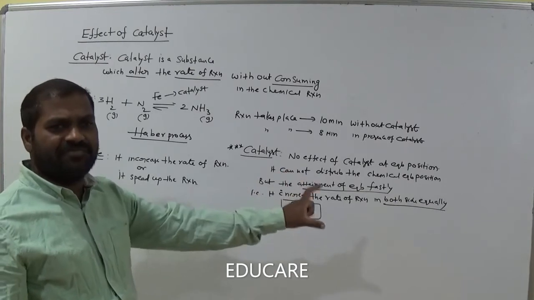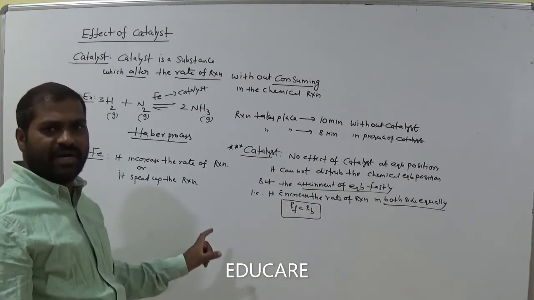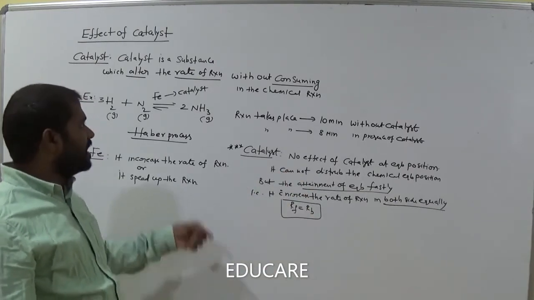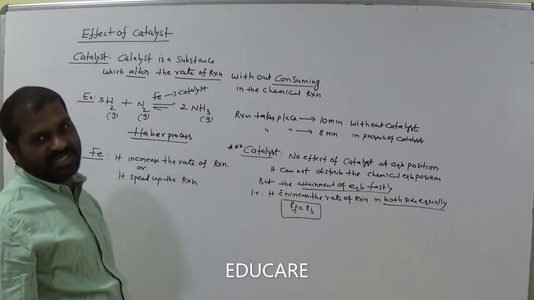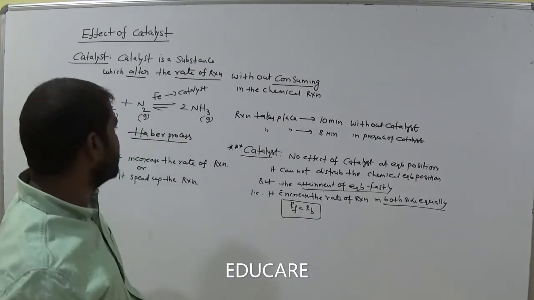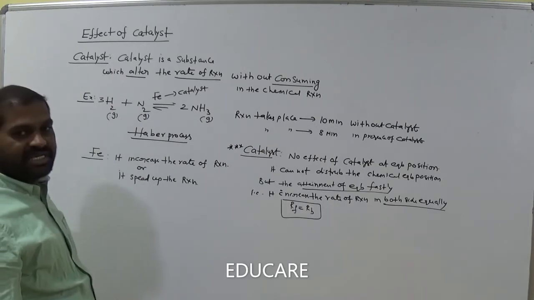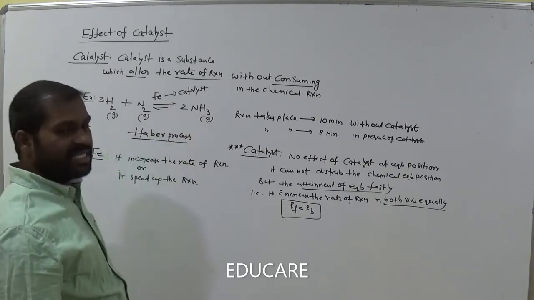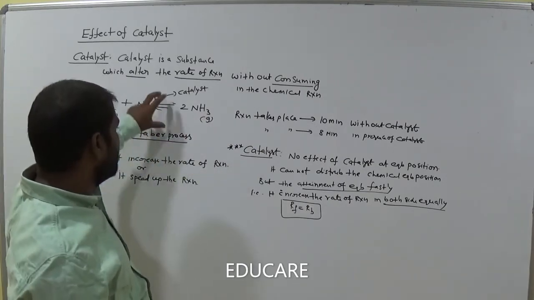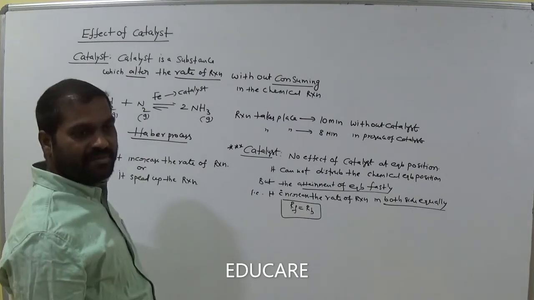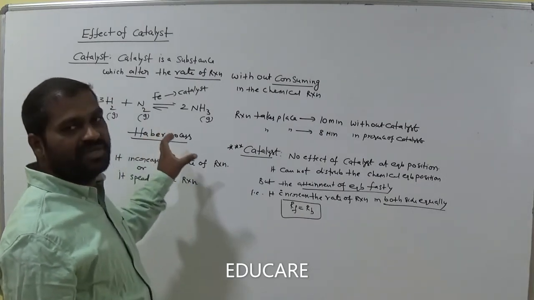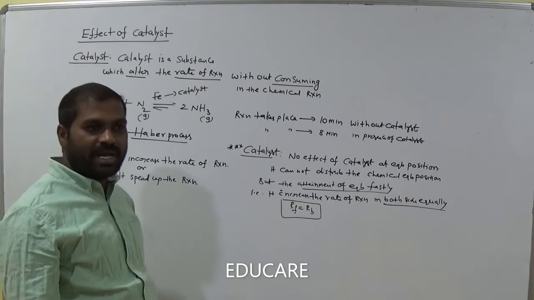A catalyst just increases the rate of the reaction in forward or backward direction. Okay? But it doesn't disturb the equilibrium position. That means there is no increase in the concentration of the reactants, no increase in the concentration of the products. So equilibrium is the same. There is no change in the equilibrium. But it just speeds up the reaction in forward and backward direction only.